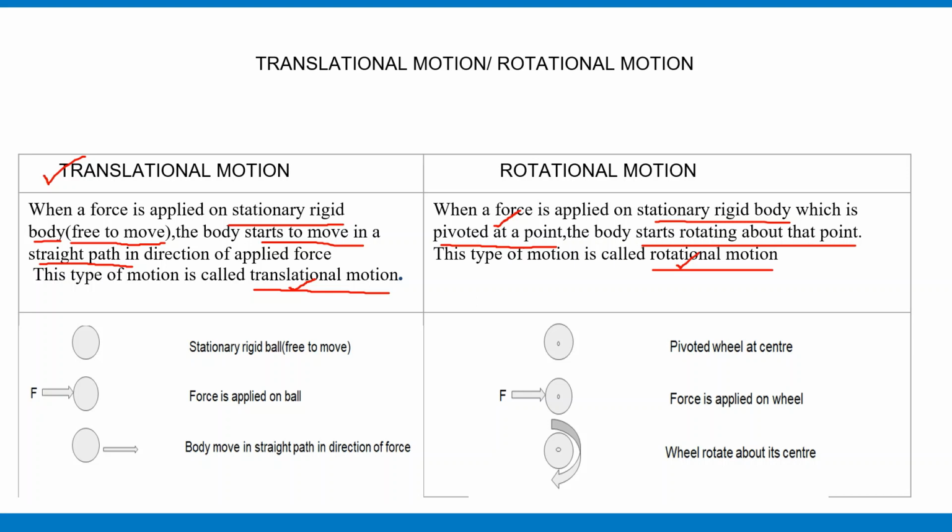Examples are given. In the first case, a ball lying on the ground. We are applying a force and the ball is free. What will happen? It will move in a straight path. Second example, a wheel. The wheel is pivoted at a point. As we apply a force, what will happen? The wheel will rotate about that pivoted point.